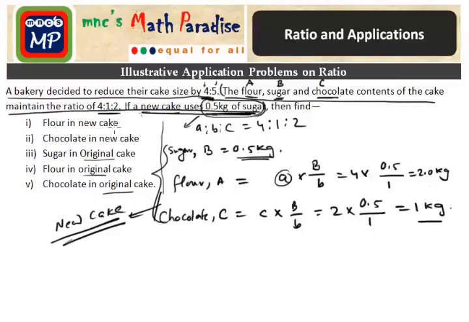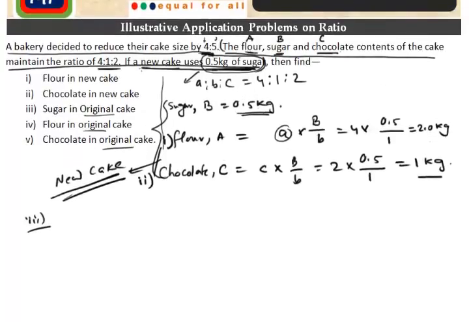Now flour in new cake, we already found that. So this is our 1. Chocolate in new cake, this is our 2. Now 3. Sugar in original cake. So now the new cake got this amount. So we know that if an initial amount is A and it is increased or decreased by a ratio, say P ratio Q, then the final amount or new amount A prime, we know the relation that A prime equals P division Q times A.